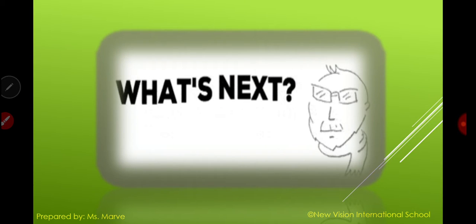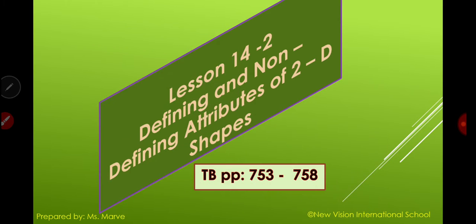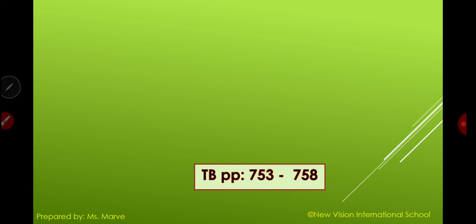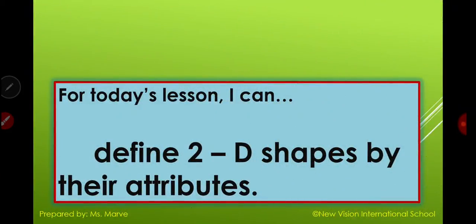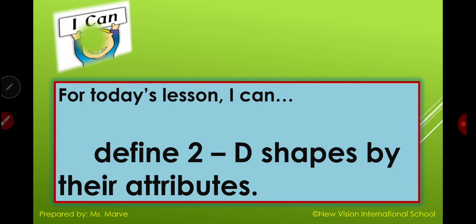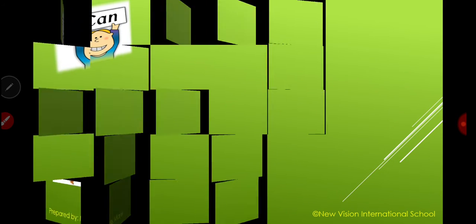Here, what do you think is next? Oops, we have lesson 2. Defining and non-defining attributes of 2D shapes. You can open your book on page 753. Okay, very good. Again, open your book on page 753. How about our objective? For today's lesson, I can define 2D shapes by their attributes.